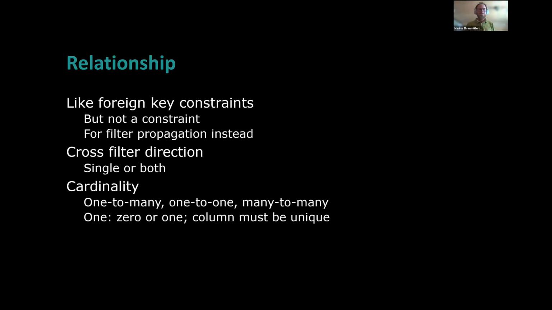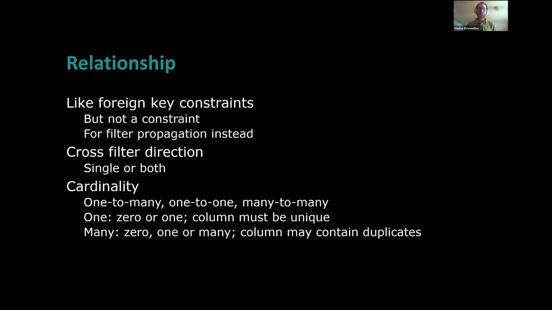For the cardinality, the one also includes a zero, and also the many includes zero, as I already pointed out. There might be a customer who does not yet have a relationship or a row in the sales table, or just one row there.